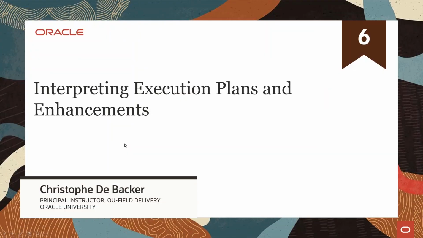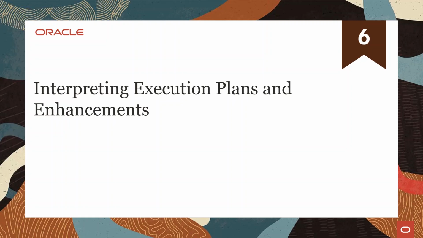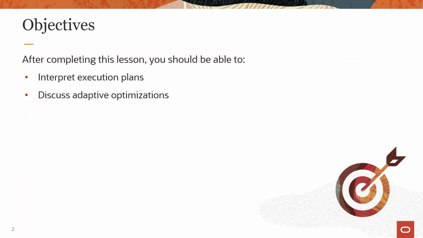In chapter number 6 of this course, we talk about the interpretation of execution plans, and we're going to discuss certain execution plan enhancements. After you have completed this lesson, you should be able to interpret execution plans, and you should be able to discuss adaptive optimizations.